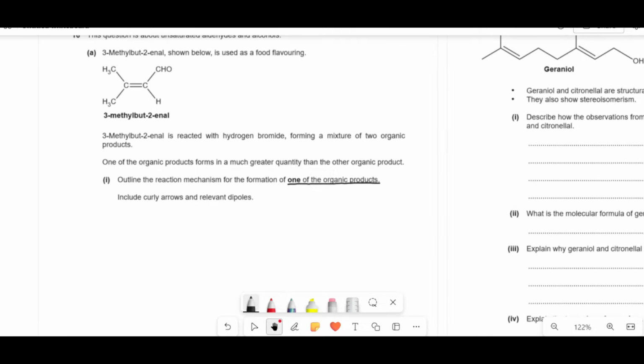So here, just as a quick side note, the thing that we're going to be reacting with is HBr, and this is an alkene. So we're going to get electrophilic addition. Now, the one that's going to be the major product is the one that has more R groups on it, which is going to be this one because it has more alkyl groups on it.